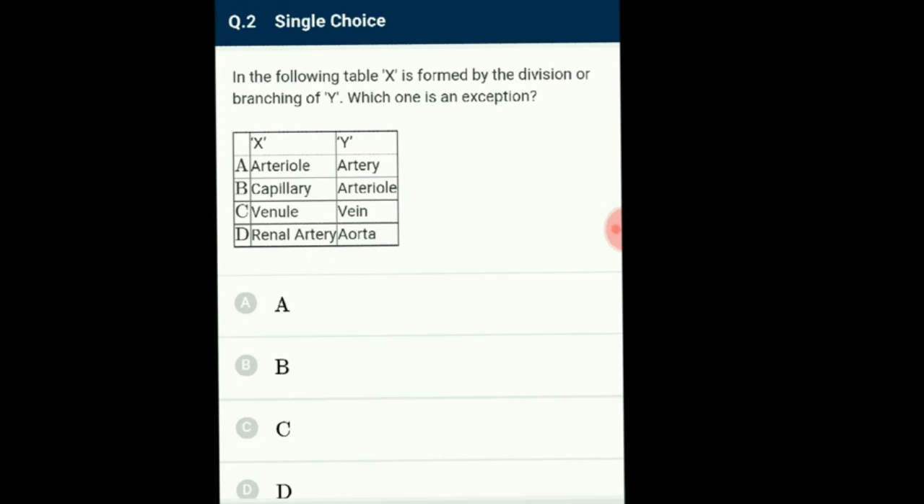The renal arteries branch off the aorta. Arteries enter organs and divide to form arterioles. Arterioles further divide to form capillaries. Capillaries unite to form venules. Venules join to form veins. Thus, venules are not branches but tributaries of veins. So the correct option for this question is option C.